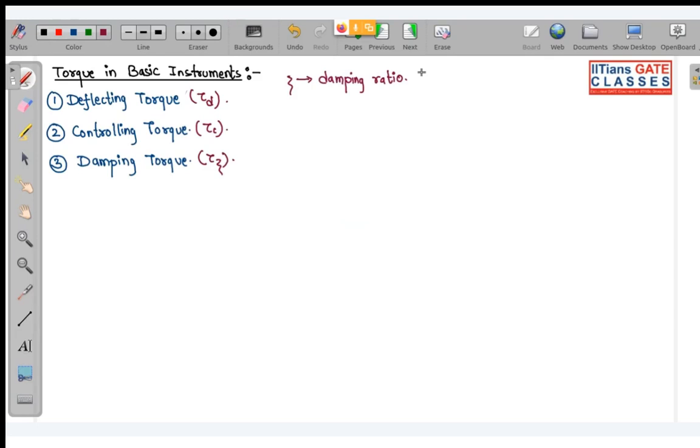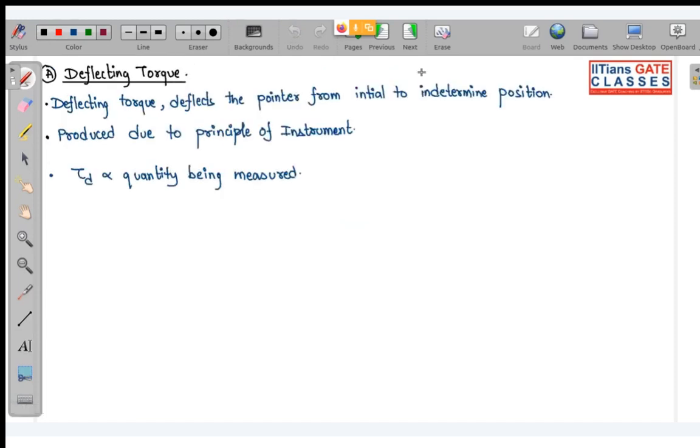So why do we require three kinds of torque in this basic instrument to measure current and voltages? We are going to see them one by one. The first one is the deflecting torque. Now what does this deflecting torque do? Basically, your deflecting torque deflects the pointer from the initial position to an indeterminate position. Now what do we mean by this statement? Suppose we have one instrument.